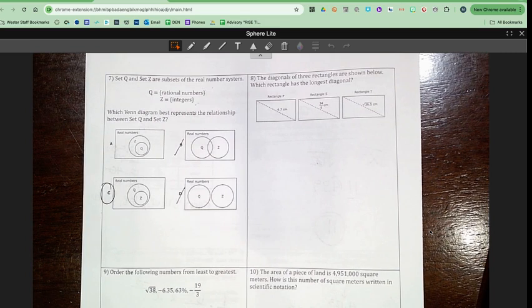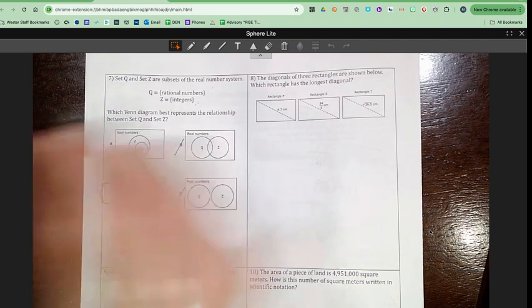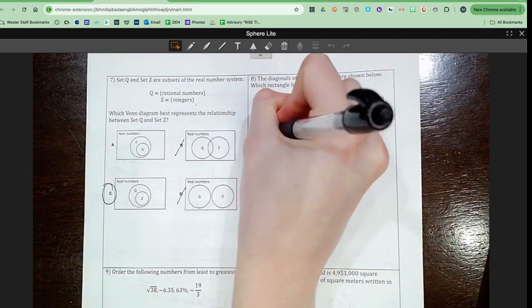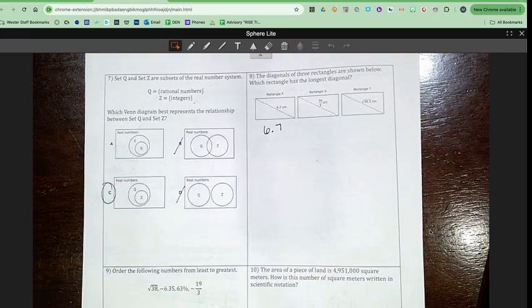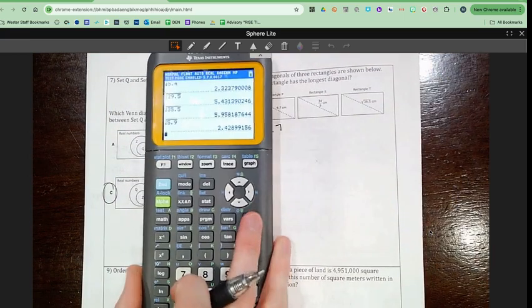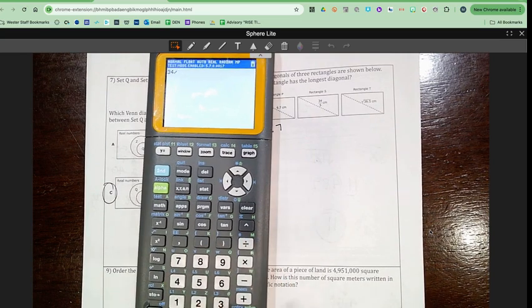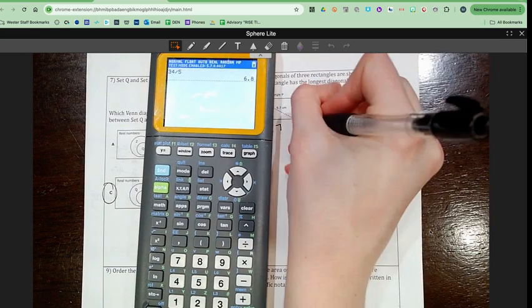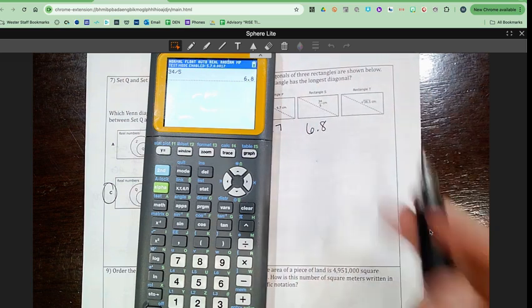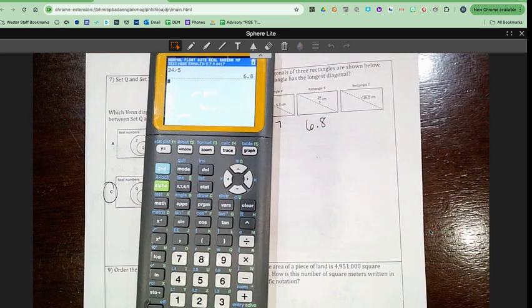Number 8 says the diagonals of 3 rectangles are shown below. Which rectangle has the longest diagonal? Again, we're comparing things from greatest to least. So I'm just going to make them all decimals. This one is already a decimal. To change a fraction to a decimal in the calculator, you are just going to divide. So we have 34 divided by 5. That gets me 6.8. And then the last one, we have the square root of 36.5.